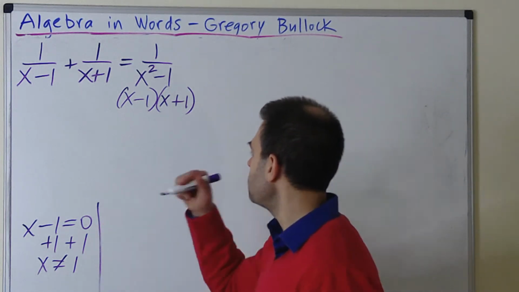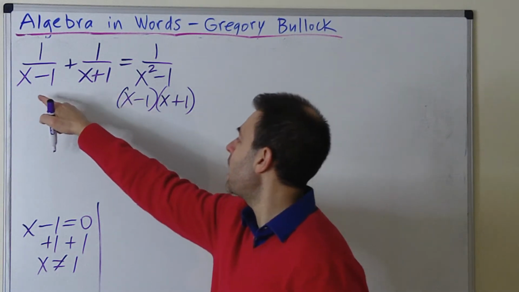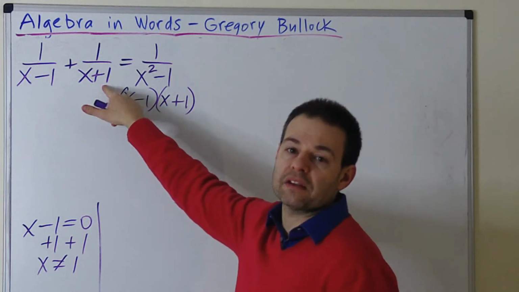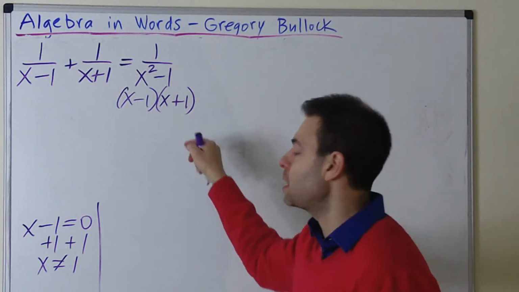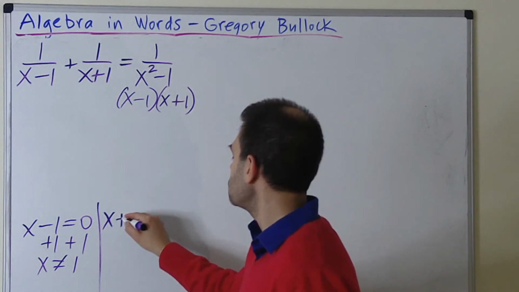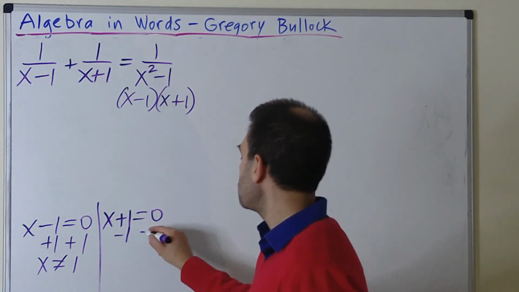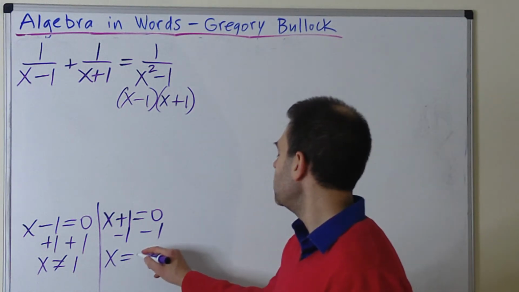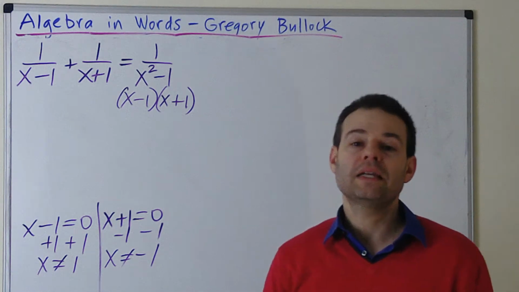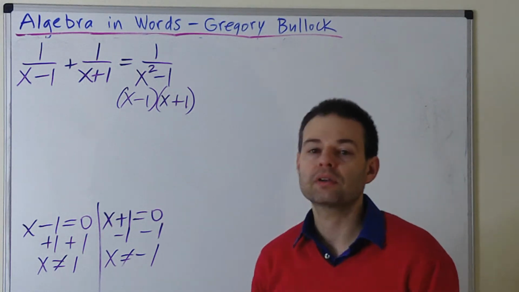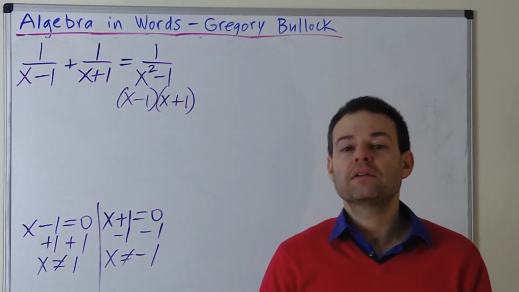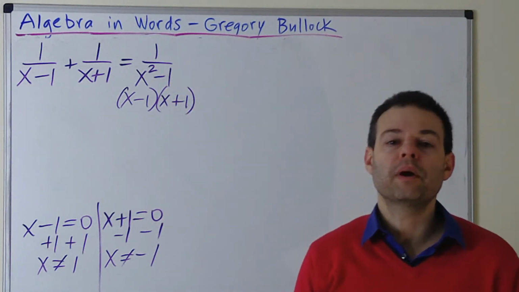And now let's do the same for x plus 1, which again is a duplicate of this factor, x plus 1. So x plus 1 equals 0, minus 1, and in this case, x equals negative 1, meaning it cannot equal negative 1. So I put a slash through that. All right, so that's that. Now we can kind of start the bulk of the problem up here.